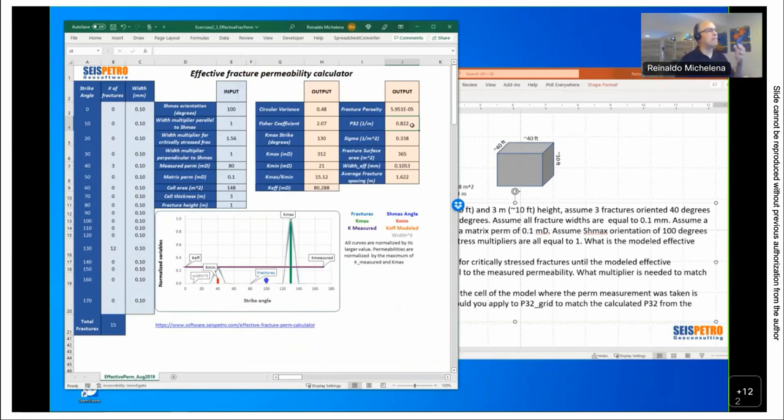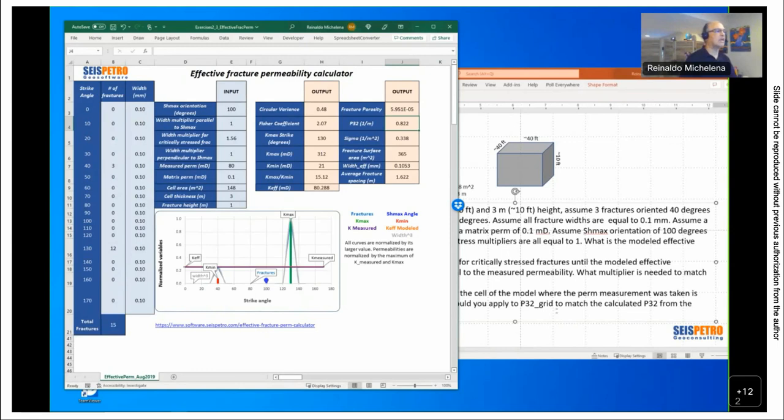We need to apply a multiplier to that cell. If we only have one well, we apply the same multiplier to the whole model, and then we are kind of calibrating the whole model at least to 1 point. If we have more, then we use more points. But let's do it with one cell now.